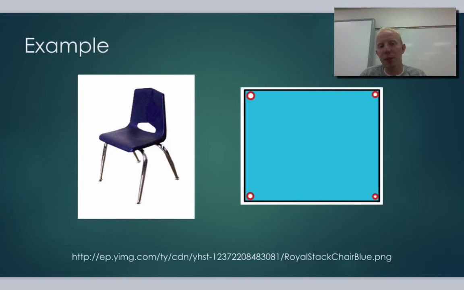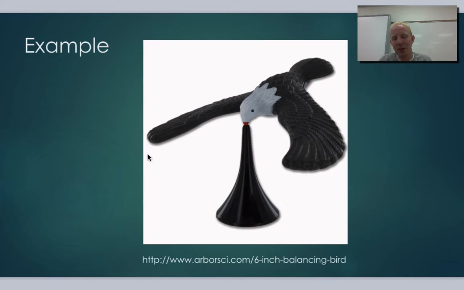Here's another example. You may have seen one of these, but these little toys that you can buy are called balancing birds, and they balance on their beaks. I lost mine. I was going to show you mine, but I lost it a couple months ago, and I don't know where it's at anymore. But you could put it on your finger, and it will just sit there on your finger from the beak.